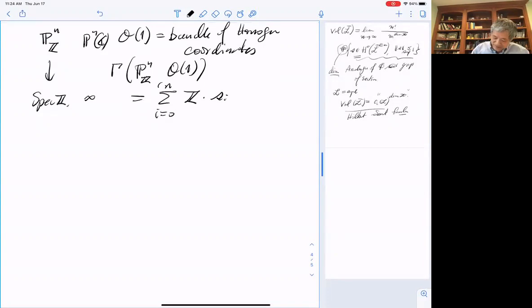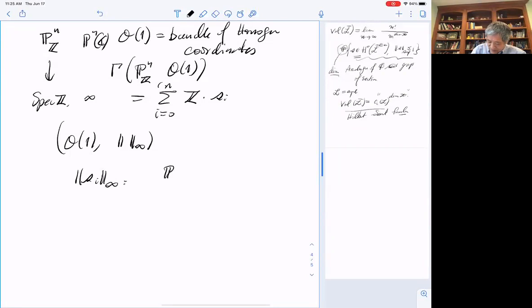So I can have O(1) and put a metric at infinity. In other words, s_i at infinity will be a function from P^n(C) to the real numbers. This can actually be defined rather easily. It's defined to be the ratio, if we add a point P here, over the summation.